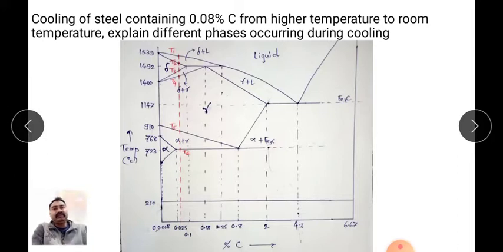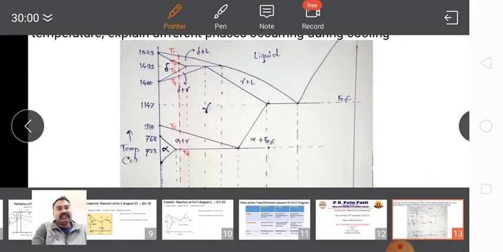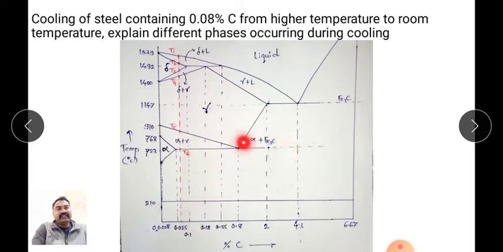That liquid is an iron and carbon interstitial solid solution. In between this phase, delta plus liquid is present. In between delta and austenite, delta plus austenite is present. In between liquid and austenite, austenite and liquid are present. Below or at 723 degrees Celsius, in between alpha ferrite and austenite, alpha plus austenite is present. In between austenite and cementite, alpha ferrite and cementite is present. That alpha ferrite and cementite mixture is known as ledeburite.